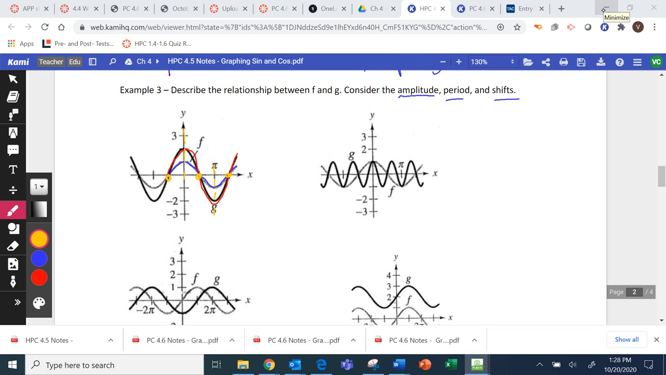Is that affecting the amplitude? This is the amplitude. So we've got an amplitude of, and then what would the value be? Anybody? 2. Good.